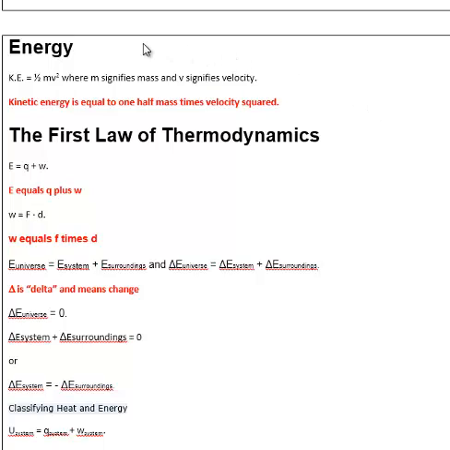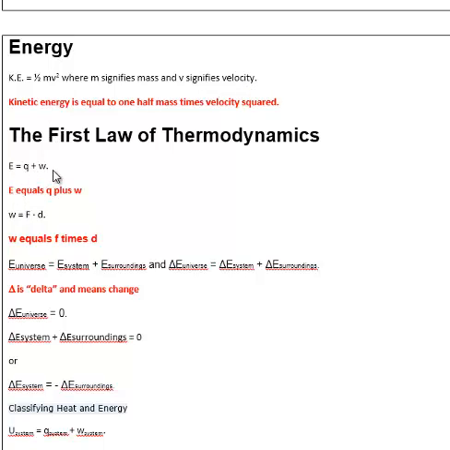So this is labeled Module 4, but it's actually Module 5. Kinetic energy is equal to 1/2 mass times velocity squared, where m signifies mass and v signifies velocity.